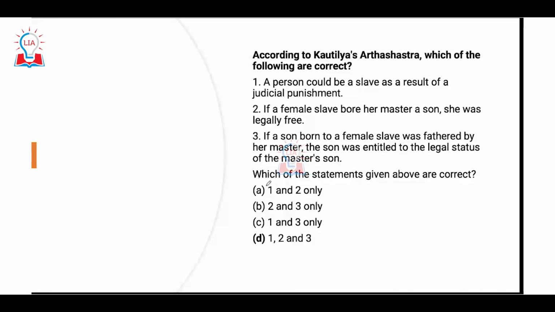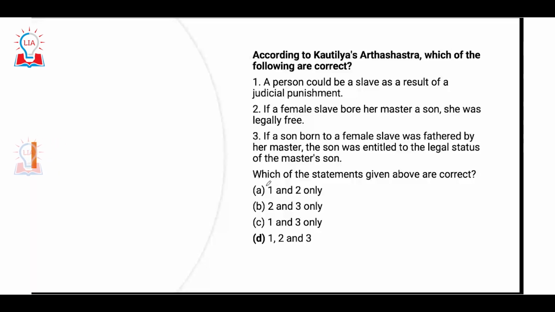According to Kautilya's Arthashastra, which of the following are correct? A person could be a slave as a result of judicial punishment. If a female slave bore her master a son, she was legally free. If a son born to a female slave was fathered by her master, the son was entitled to the legal status of the master's son. Okay, which of the following statements are correct?